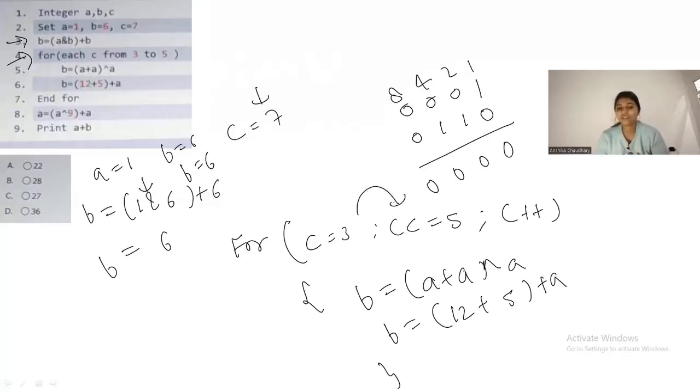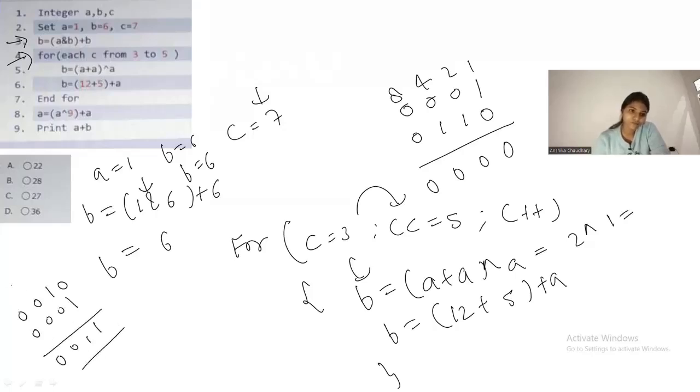Now here we will check the condition whether 3 is less than or equal to 5. So yes, the condition is true. We will come into the for loop, and the v value will be updated to a plus a. That means a value was 1. So 1 plus 1, that means 2 XOR 1. Right? So 2 XOR 1 will become 0, 0, 1, 0, 0, 0, 0, 1. So what will it become? It will become 3. 8, 4, 2, 1. It will become 3. So here the v value is 3.